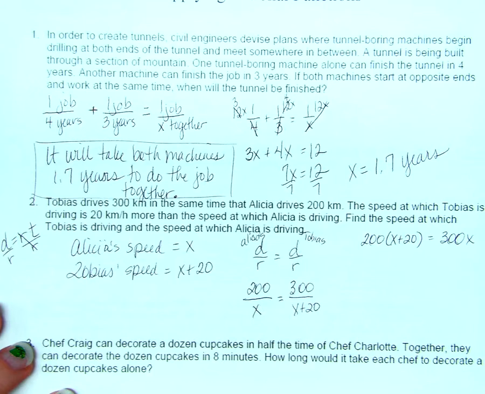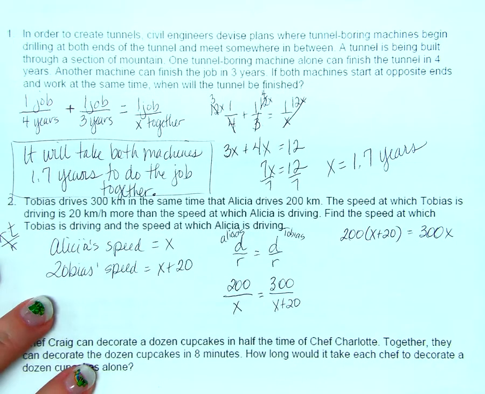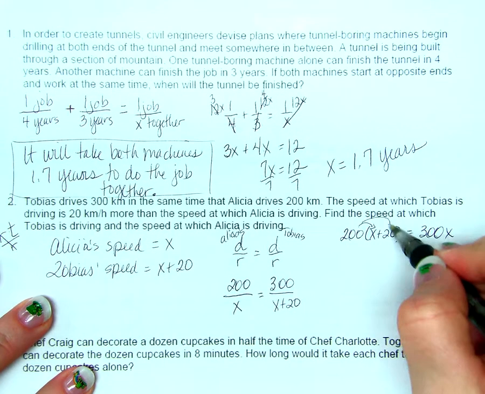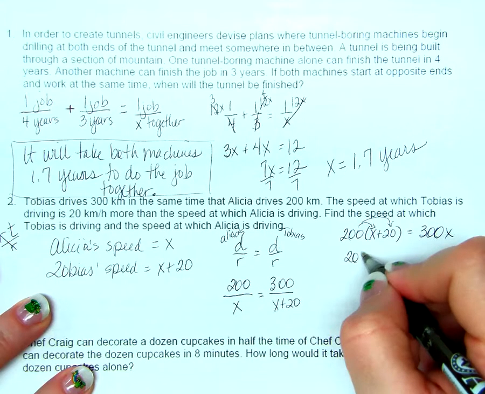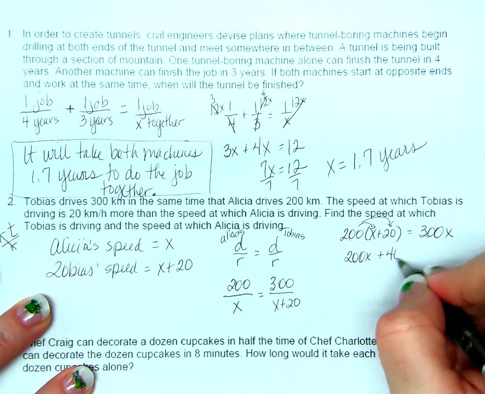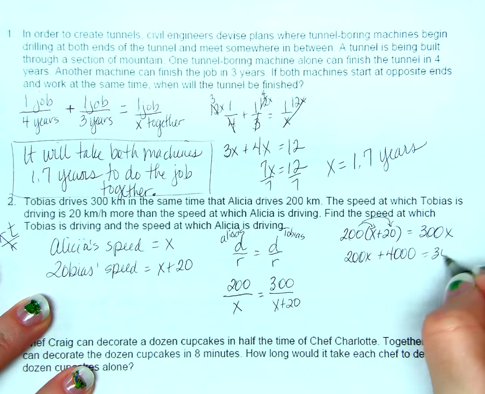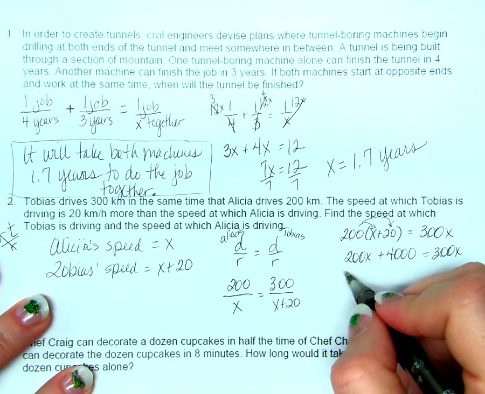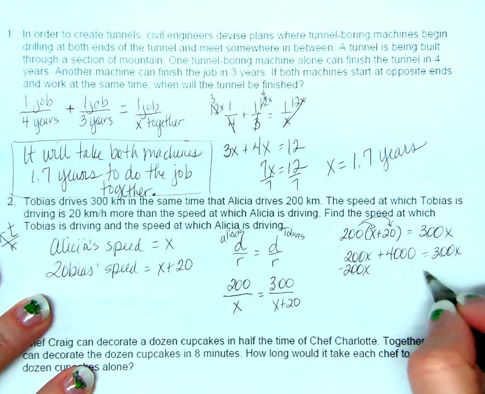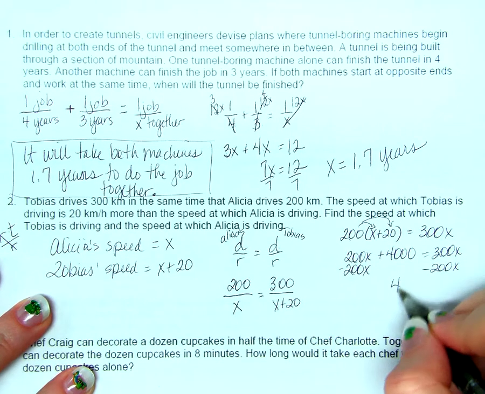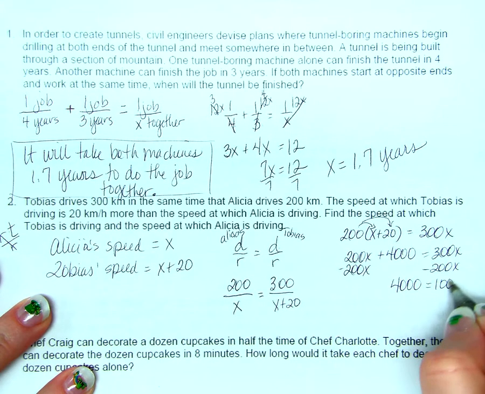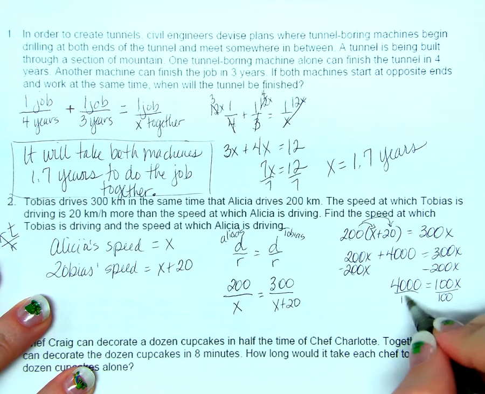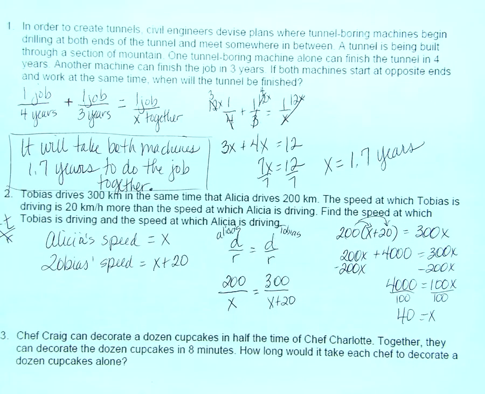Is that good? Distribute. 200x plus 4,000 equals 300x. Subtract 200x from both sides. 4,000 equals 100x. What's x equal? X equals 40. Now we need to answer the question.